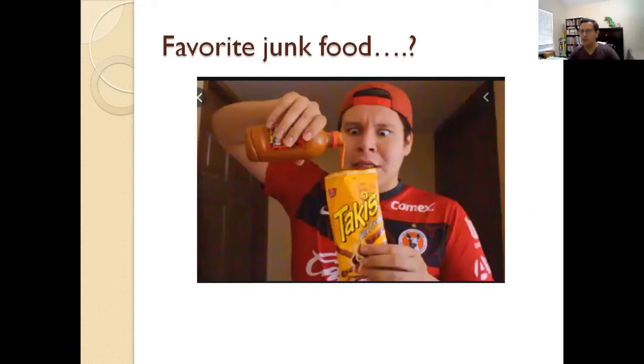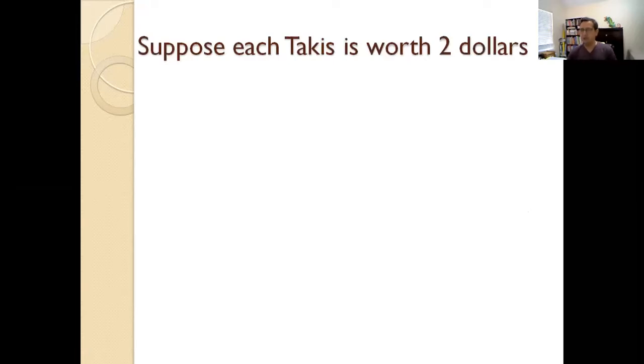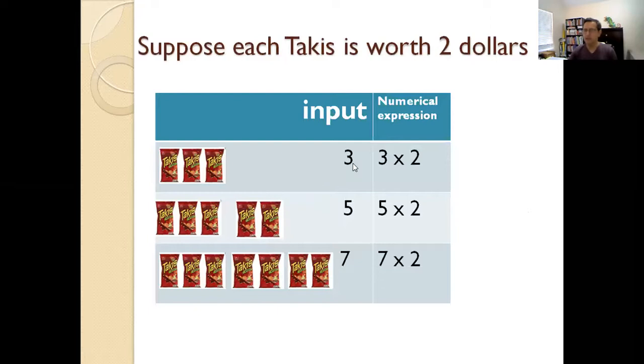What is your favorite junk food? Maybe. Now, suppose each bag of Takis is worth $2. The price is $2. Now, look at the table. What happens if you buy 3 bags? You have to multiply 3 times 2 because each bag is $2. What happens if you buy 5 Takis? 5 times 2. 7 Takis. 7 times $2. Now, complete the table.